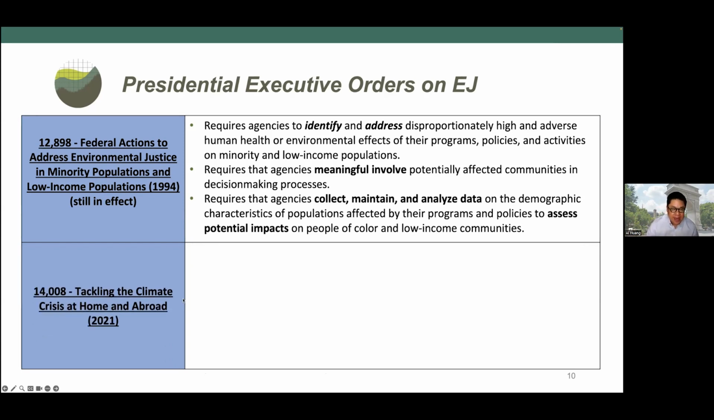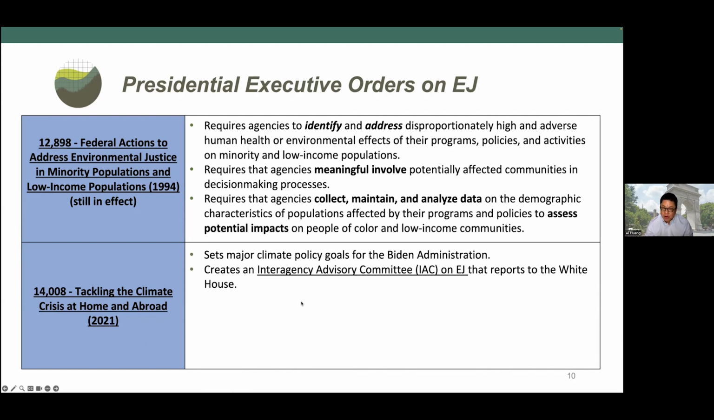More recently, we have Executive Order 14008 that President Biden issued in 2021. This was really focused on climate policy, and it articulated the major climate policy goals for the Biden administration. But it also created an interagency advisory committee on EJ that reports to the White House. The 12898 had created an interagency advisory committee too, but that one reported to EPA.